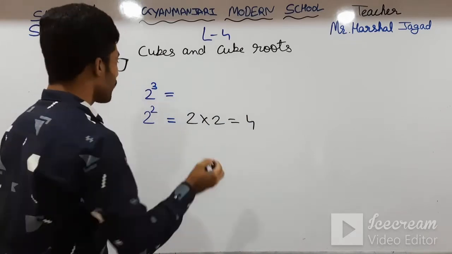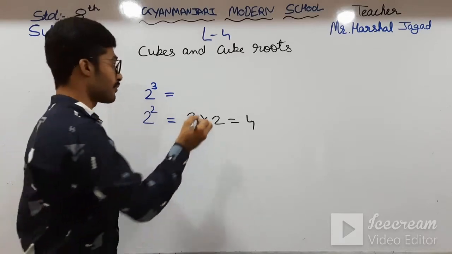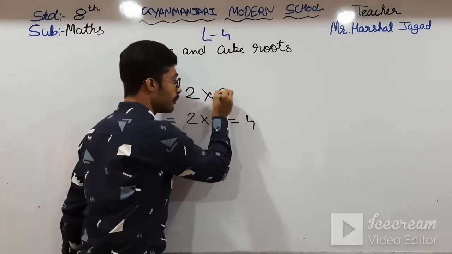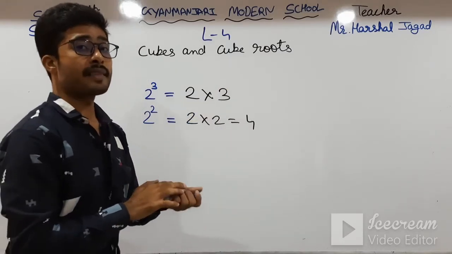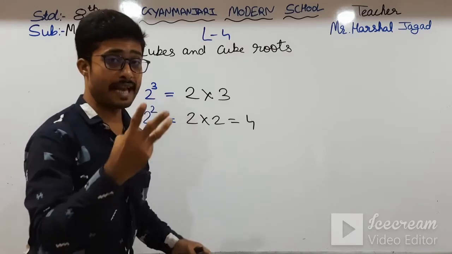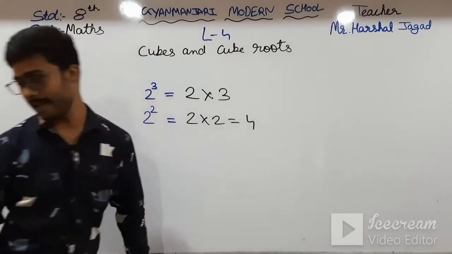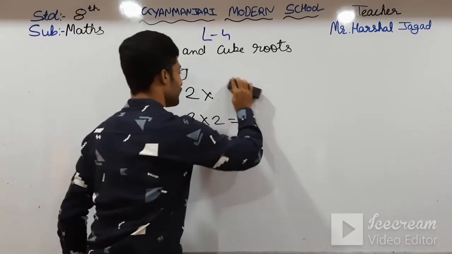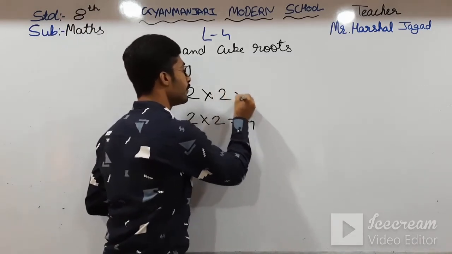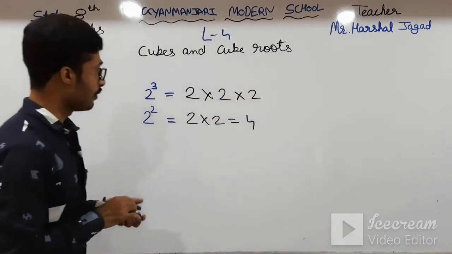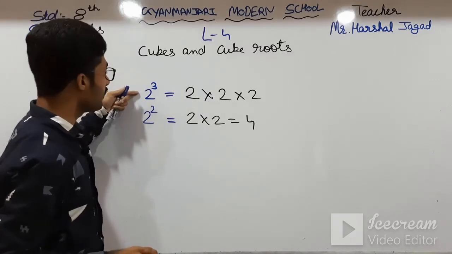But in cube, we multiply 2 3 times, not 2 into 3. We don't have to do this 2 into 3. What we have to do? We have to multiply 2 3 times. We do not have to multiply 2 into 3. We have to multiply 2 3 times. That is 2 into 2 into 2. So, this is the difference between square and this is cube.